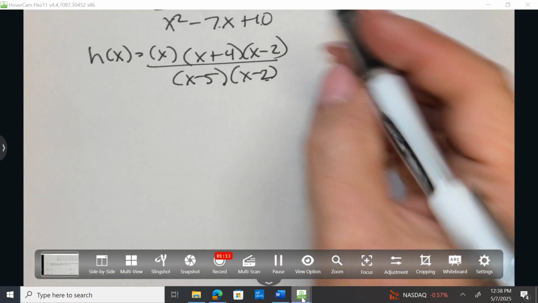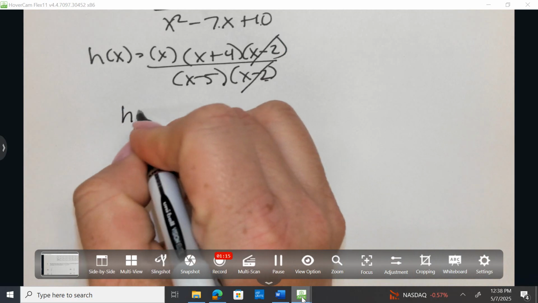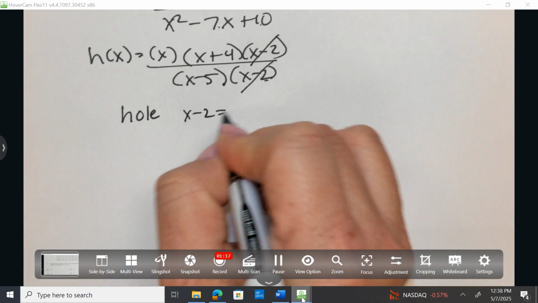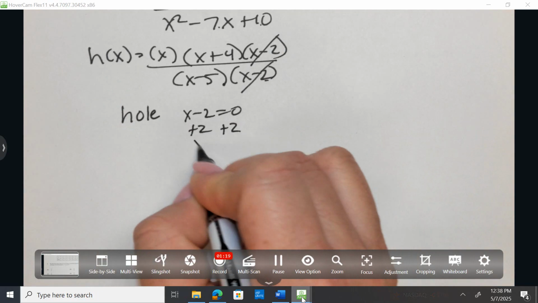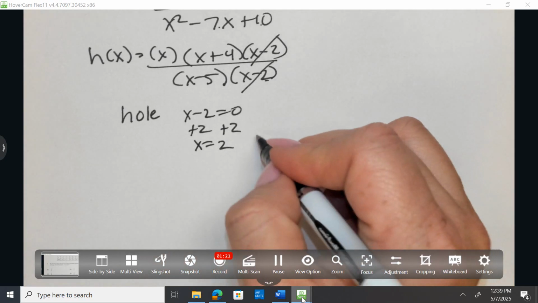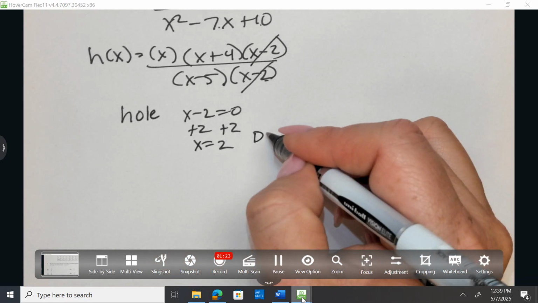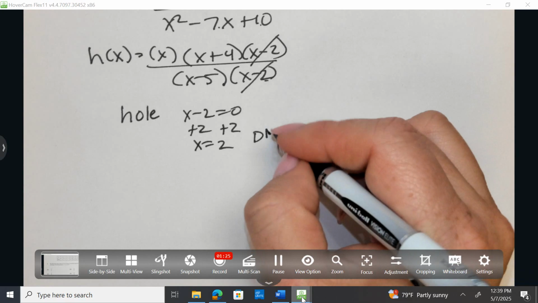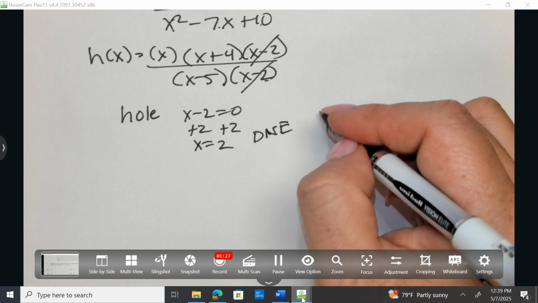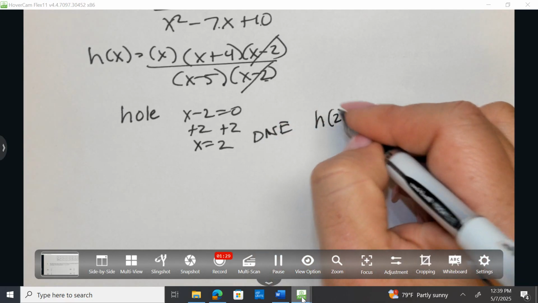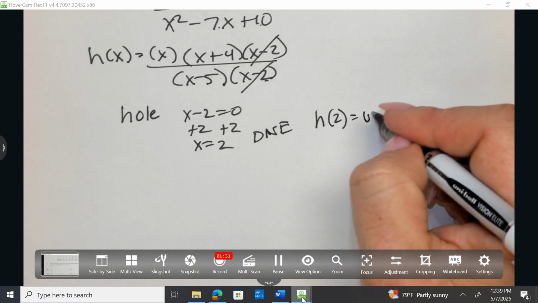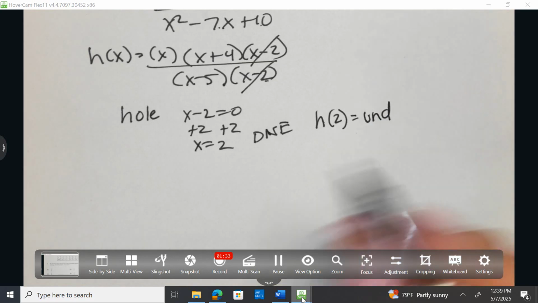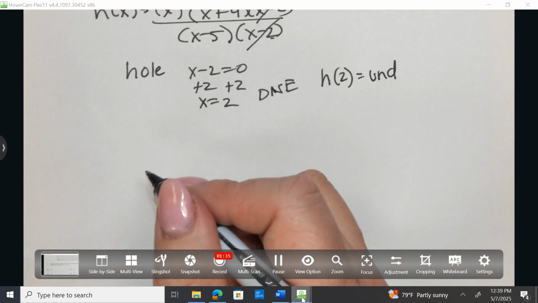Let's go over this. We can identify that there is a hole in the graph at x equals 2. When there's a hole in the graph, that means that the output is undefined. So it does not exist, we could say. So h of 2 is undefined or does not exist. Okay, let's go to the next part.